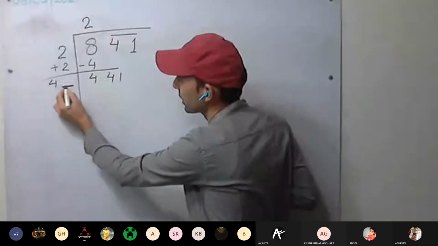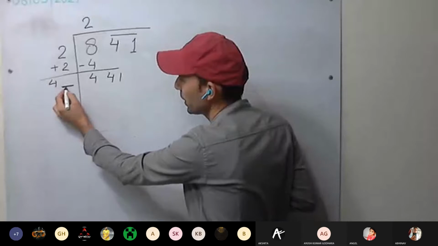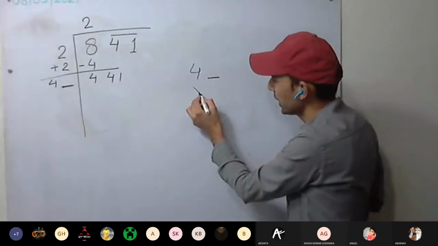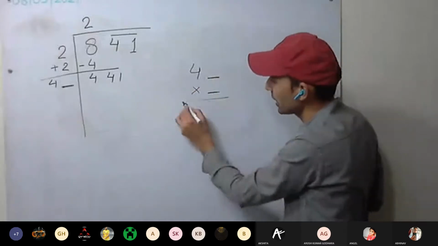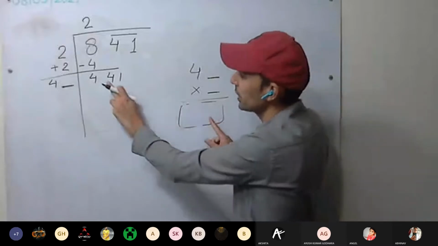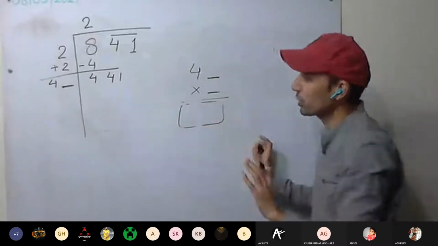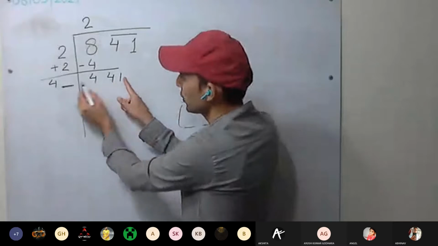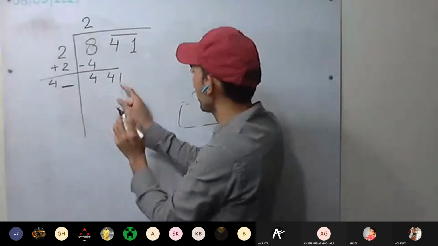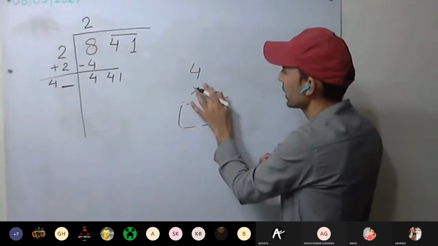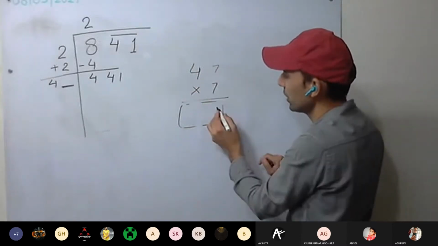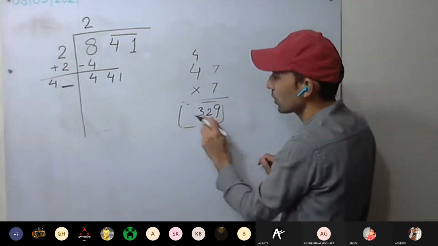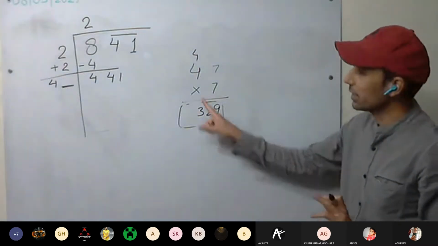Now, what number should be here, such that we enter some number next to this 4, and whatever we get must be nearest to this one? Any number you take, 441 should be nearest to this one. 7 you are taking, so 47 into 7. 7 7 ja 49, 7 4 ja 28, 329. It is less.